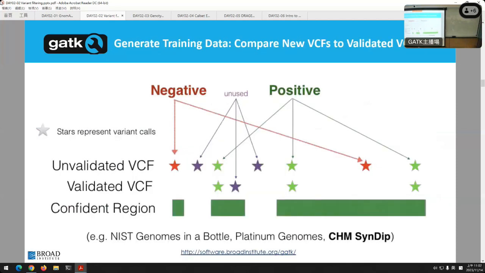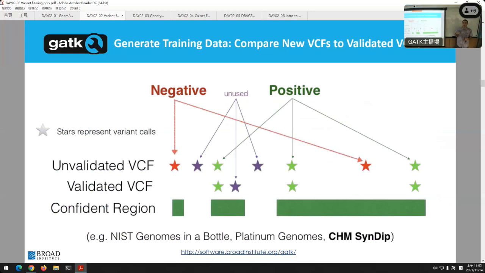Okay, so this is the hot concept. You're supposed to imagine this as like IGV. This is a span across the genome here. Those green bars on the bottom show confident regions in the genome where we know we trust the variant calls. So imagine you have a validated VCF. You have a truth set.